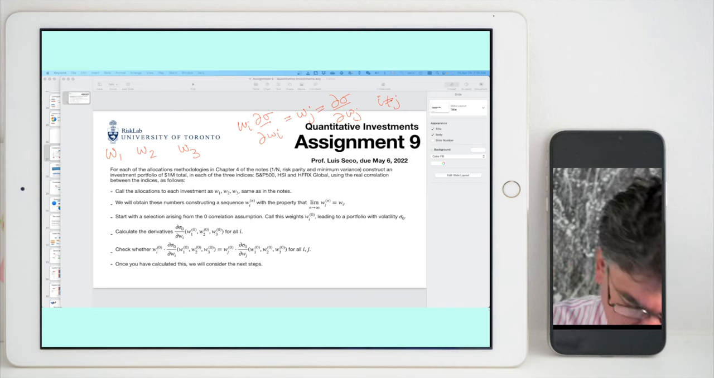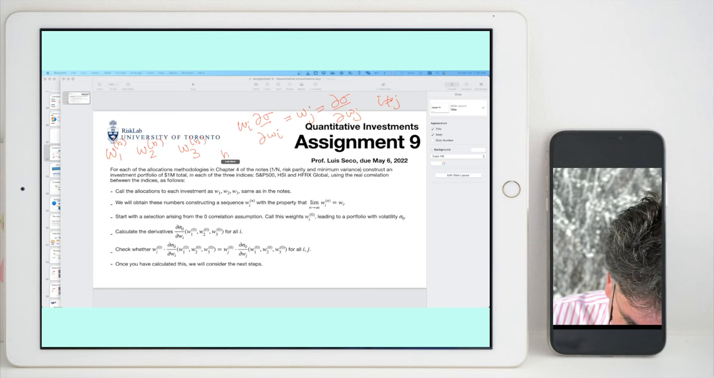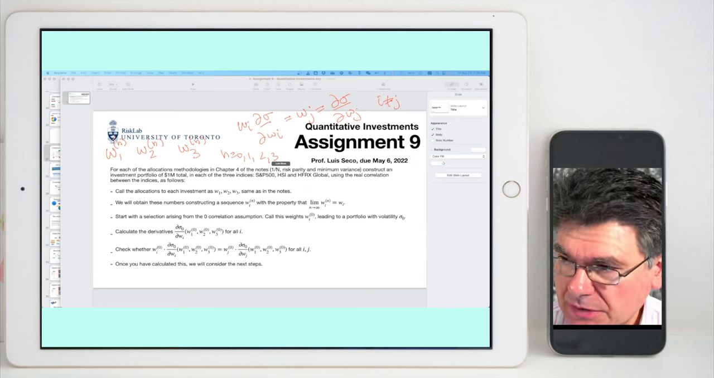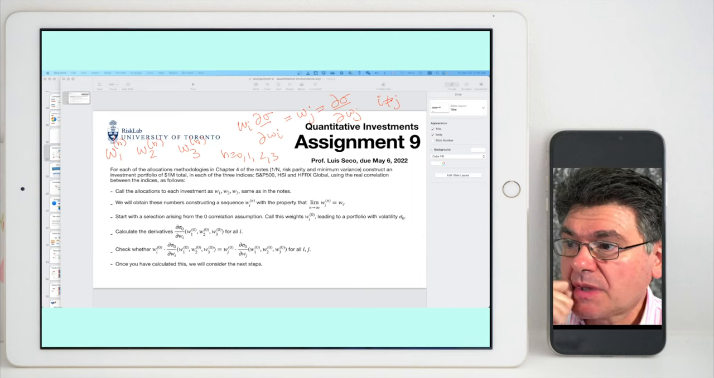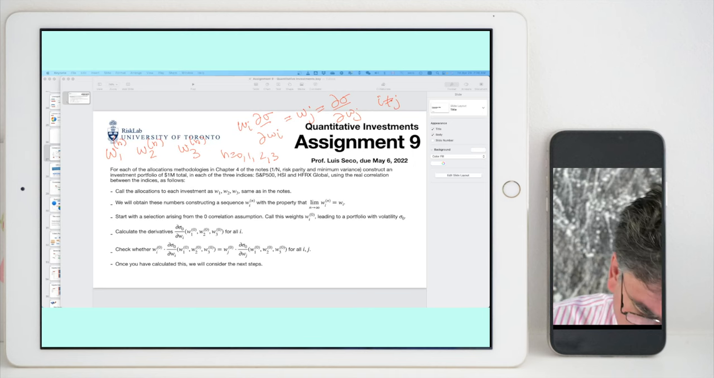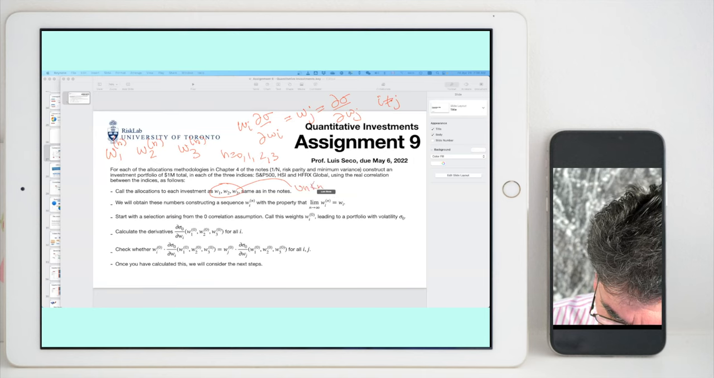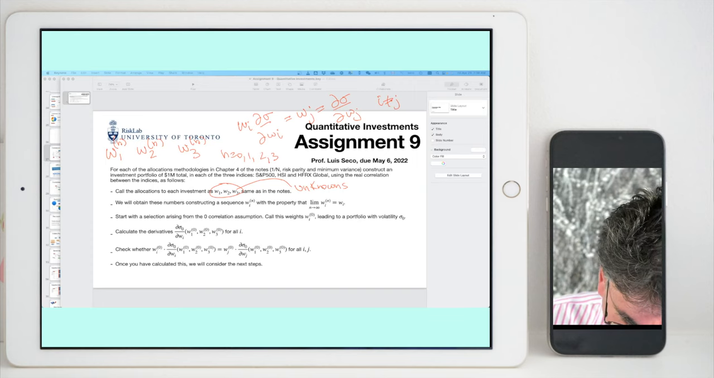And the process is going to be to construct a sequence that we denote by this, where n is a number. N is 0, 1, 2, 3. And the idea is that as n increases, the weights converge to the risk parity weights. That's how we're going to be doing this in practice. Okay, so these are the unknowns that we're looking for. And we're going to obtain these numbers with this property that we have here.